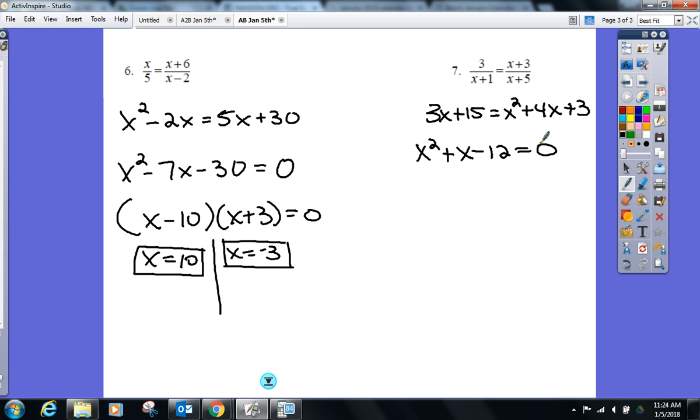Two numbers that multiply to what? Negative 12, but add to 1. That's the number out in front, 1. So two numbers that multiply to negative 12, but add to 1.